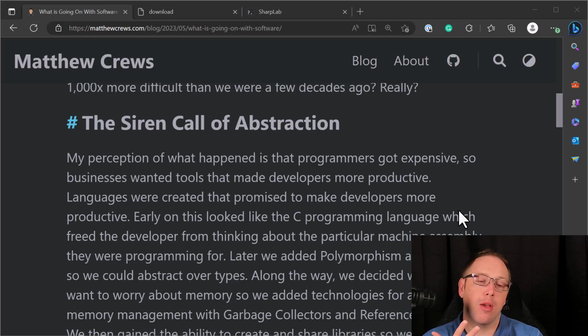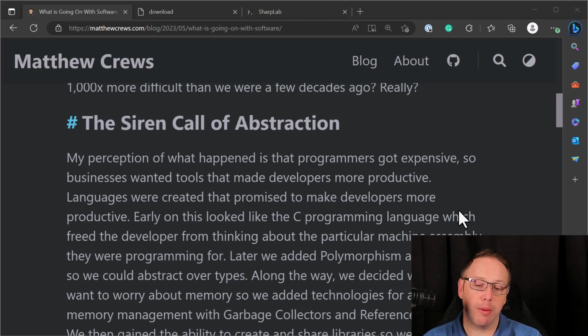Now, this was the right call for the software industry. I'm not questioning that. We needed more abstraction. I mean, back in the day, we had to write in the machine code of the computer that our software was going to run on. And then, thankfully, we got things like C, which abstracted the particular hardware we were running on.